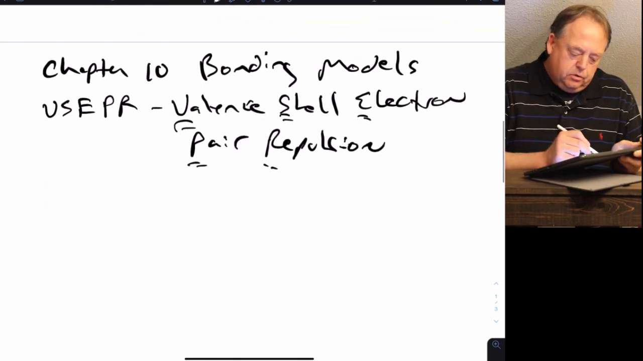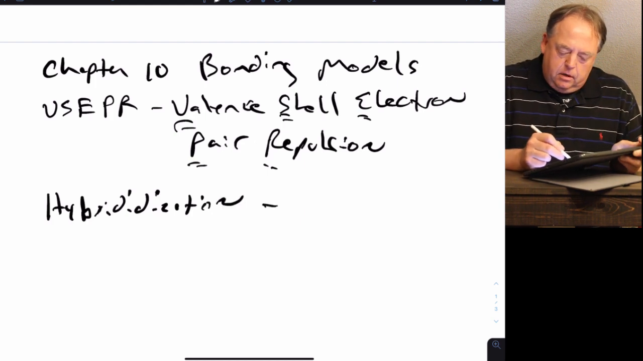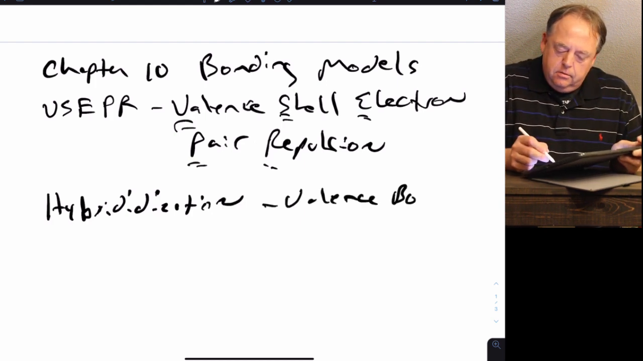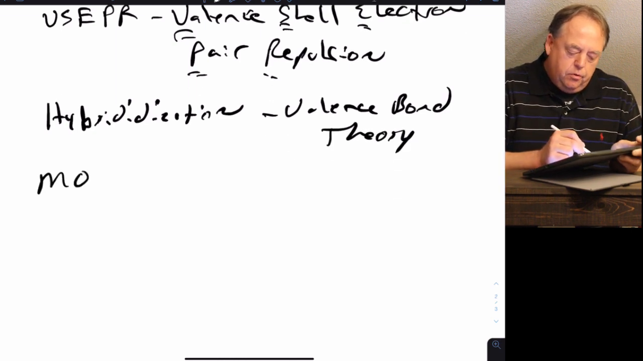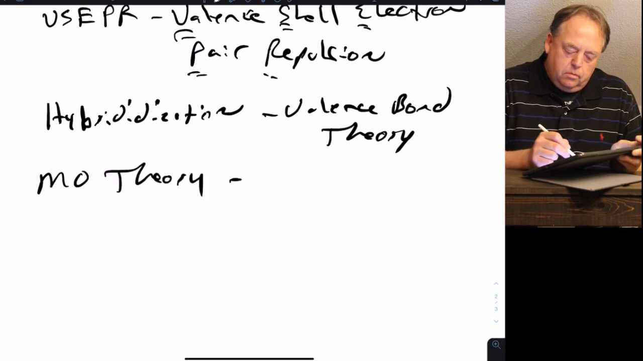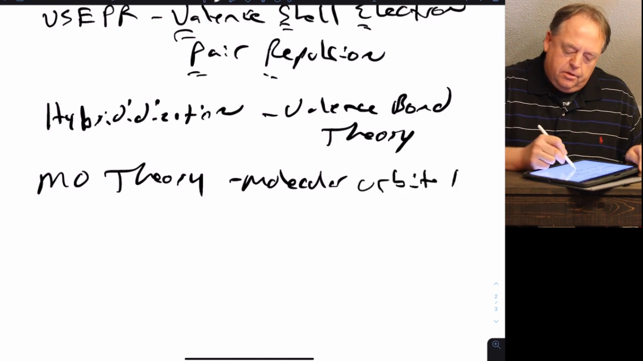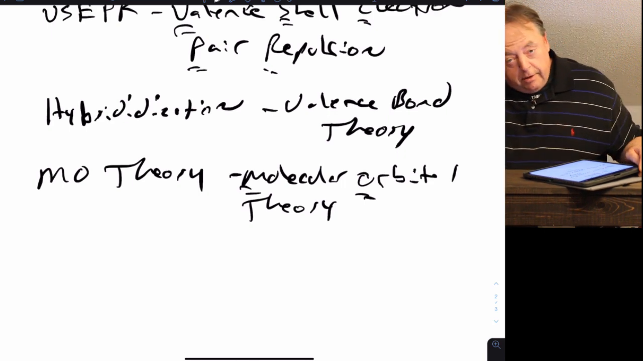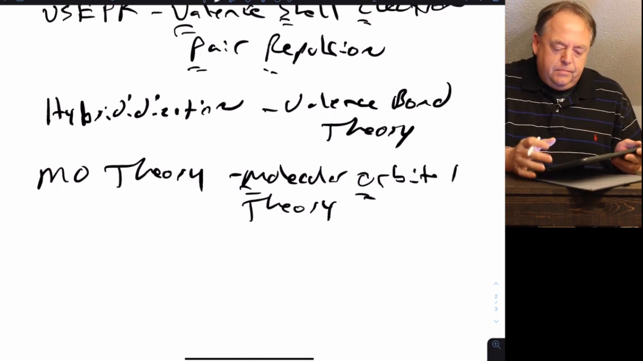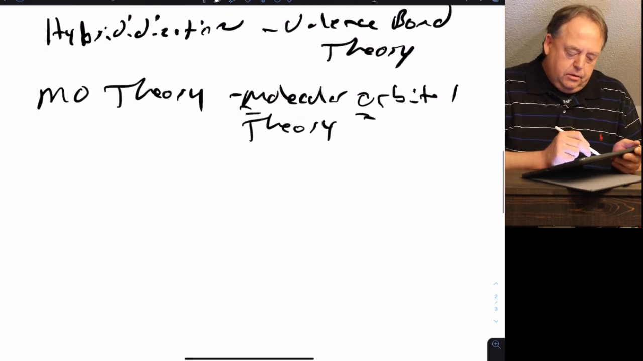And then this chapter also covers hybridization, also called valence bond theory, and it also covers what's called MO theory, or molecular orbital theory. So we'll cover VSEPR theory right now. And so what's the simplest? Hybridization is more complex, and molecular orbital theory is very complex.